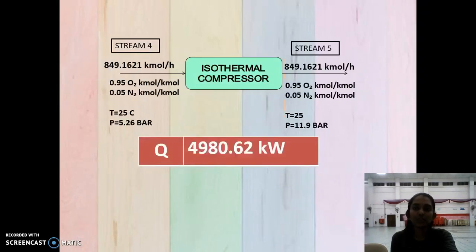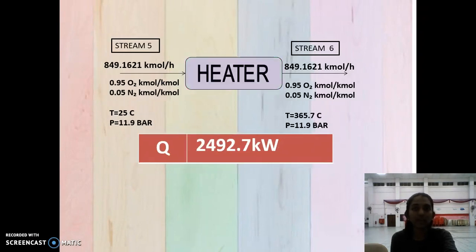The third unit would be an isothermal compressor. Again, the temperature is constant, but only the pressure changes from 5.26 bar to 11.9 bar. So the Q will be 4980.62 kilowatt, and this is work shaft as well.